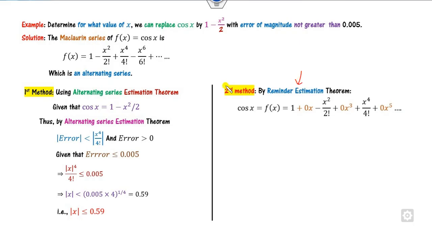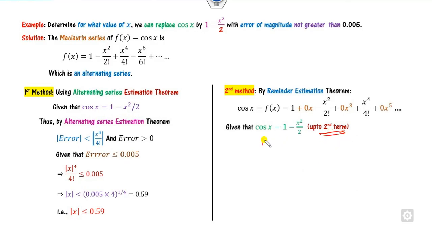Now look at this same question with the help of the remainder estimation theorem. Now you can see, what is the coefficient of x? What is the coefficient of x cubed? x to the 5 are missing in that case. So firstly you have to complete the series. Now this is a polynomial up to degree 2, so I can write this as x squared by 2 up to the second degree.